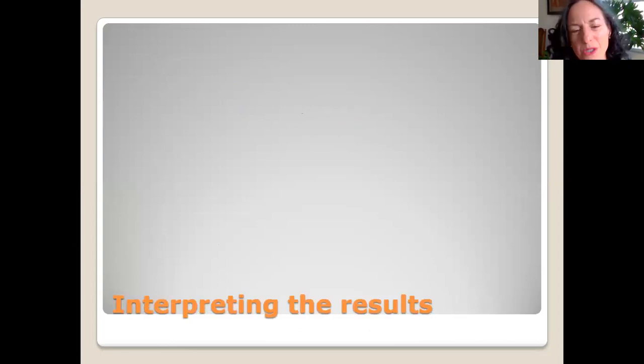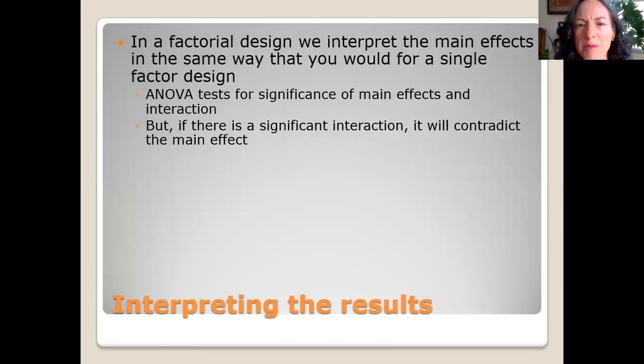Okay, so what do you do to interpret the results in the case of an interaction? Well, here's what you do. We interpret the main effects very similarly to how we would in a single factor design. We do an ANOVA, or what we've called a one-way experiment. The ANOVA is going to test for significance of the main effects and the interaction. But if there is a significant interaction, it will take precedence over the main effect. So you won't talk about the main effect as long as there's a significant interaction in your data. You'll just talk about the interaction.